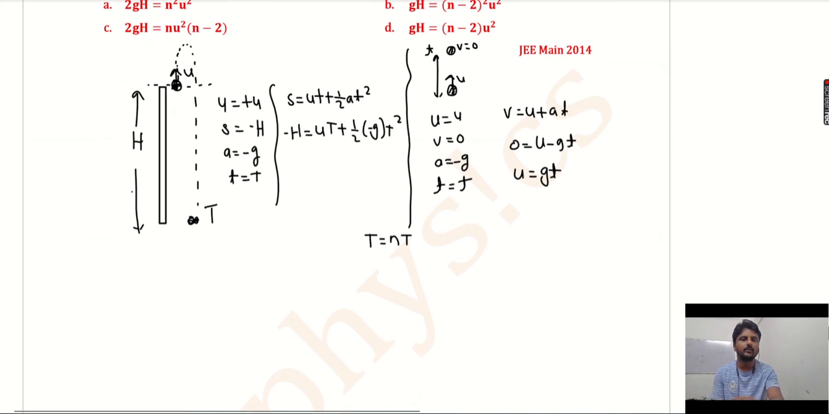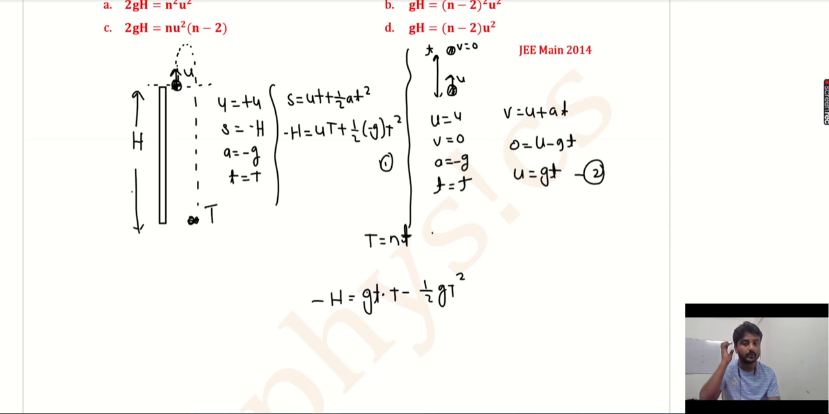Now compare, right? We'll compare equation number 1 and equation number 2. Put u is equal to gt in equation number 1, that is minus h is equal to gt into capital T minus 1 by 2 g capital T square. From this equation, how do I remove capital T and small t from here?